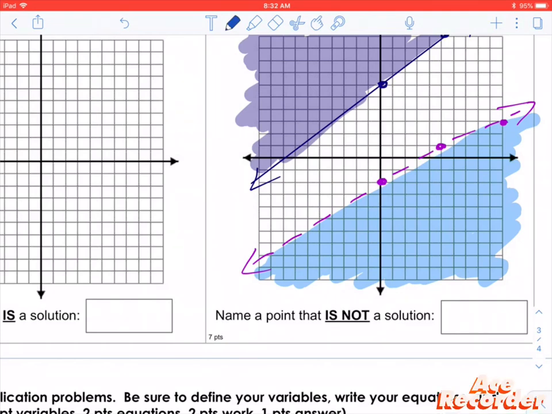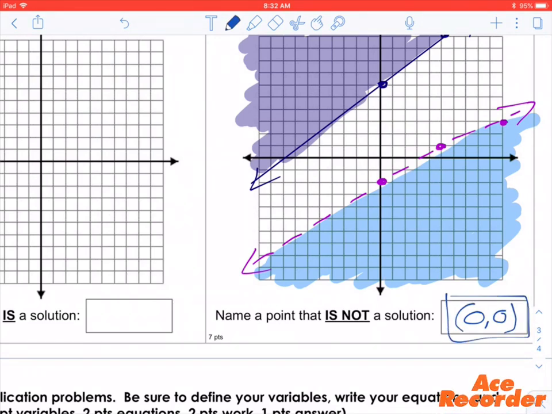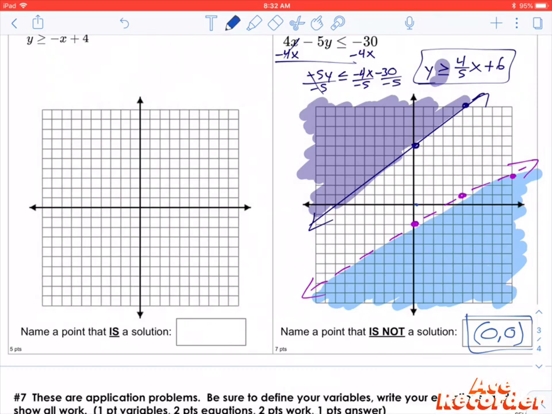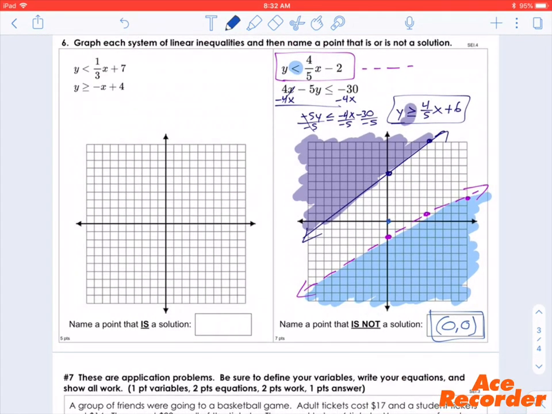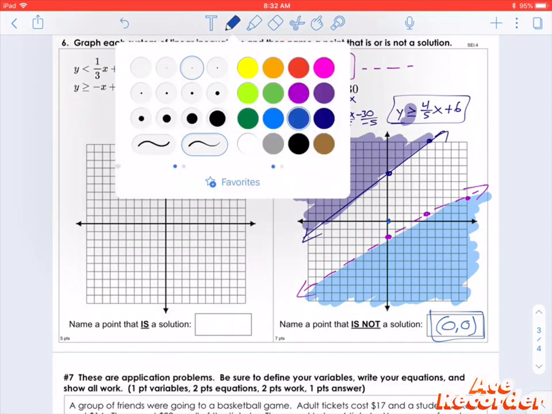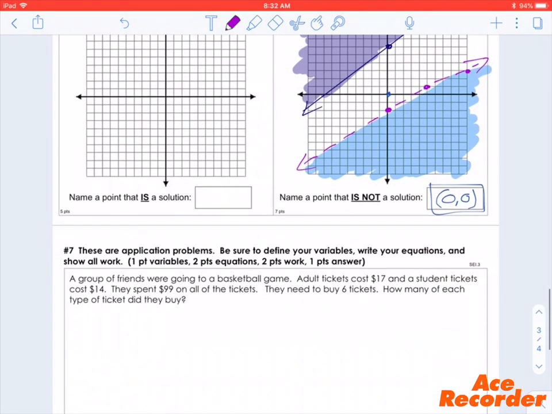So anything, name a point that is not a solution. There are no solutions on here. So you can pick any point on here and it would be correct. So 0, 0 would be one option, because this is not shaded at all, let alone twice. Okay? So last page, and then you can go ahead and work on the rest.